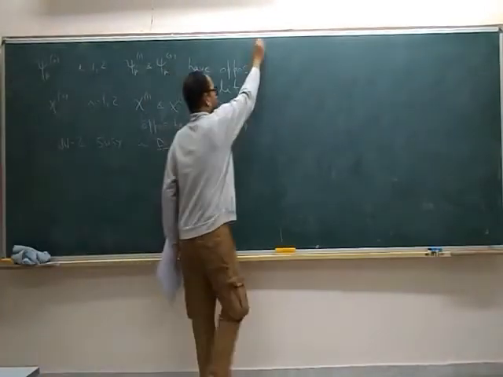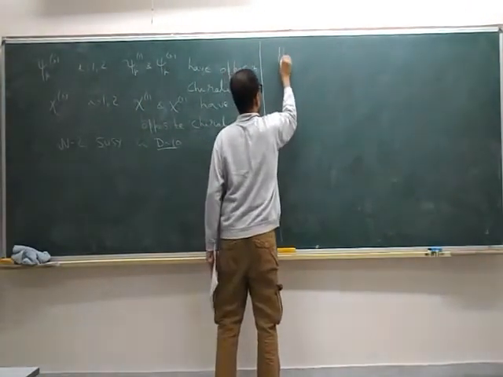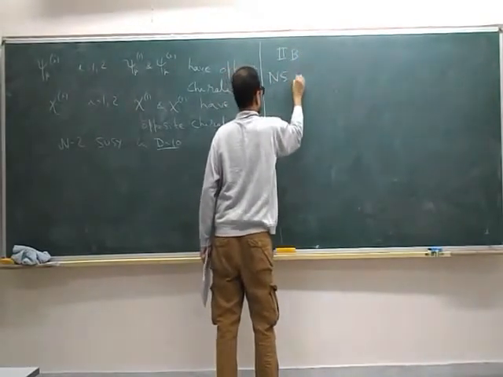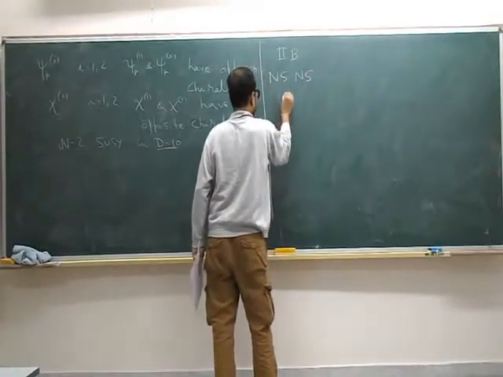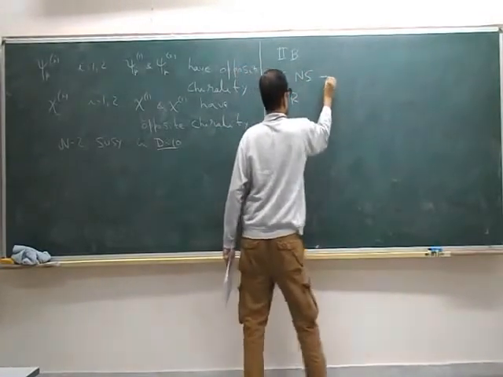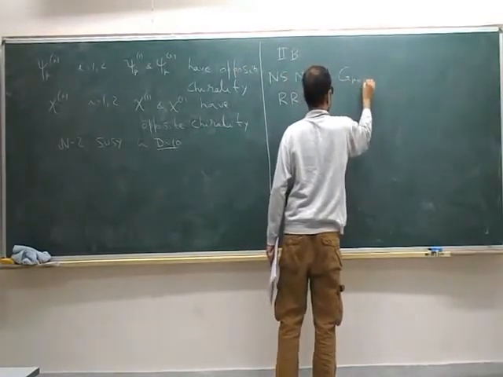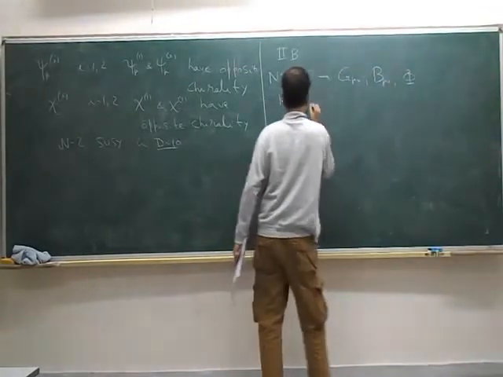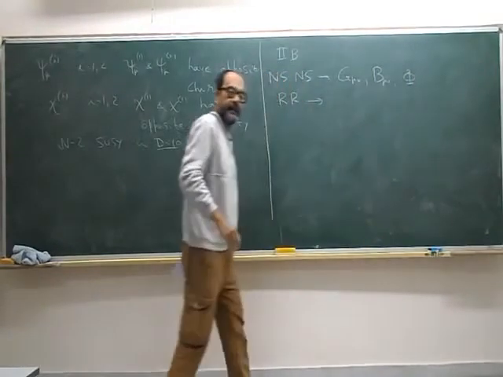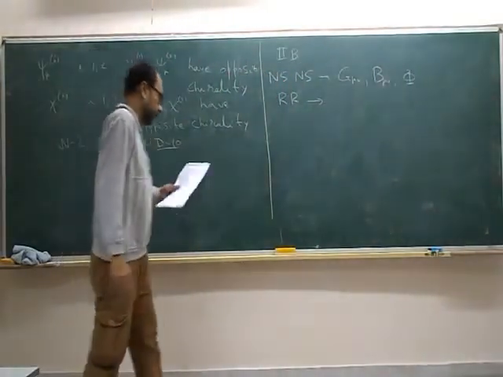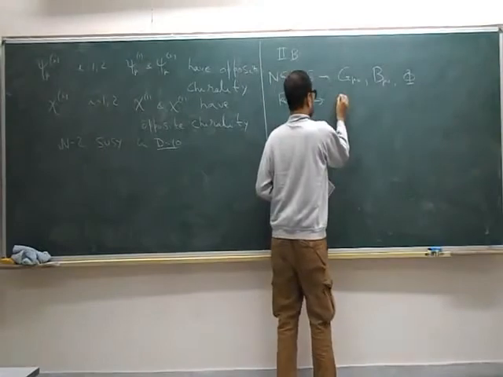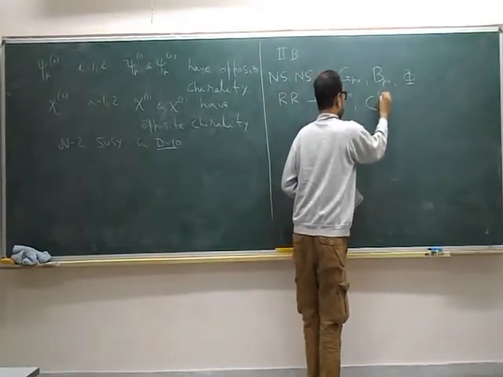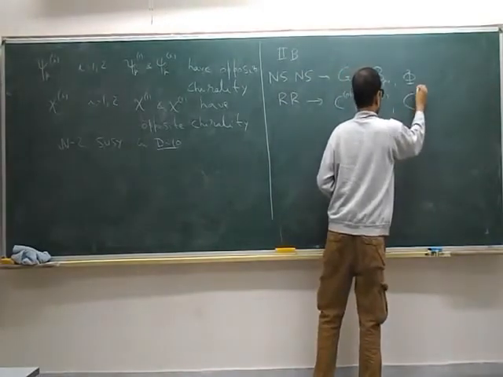Okay, so 2B. Again we have NSNS, and our NSNS sector in fact is identical. So this has again G mu nu, phi, but the RR sector now has different kinds of fields. It has a zero-form scalar C0, C2 and C4.